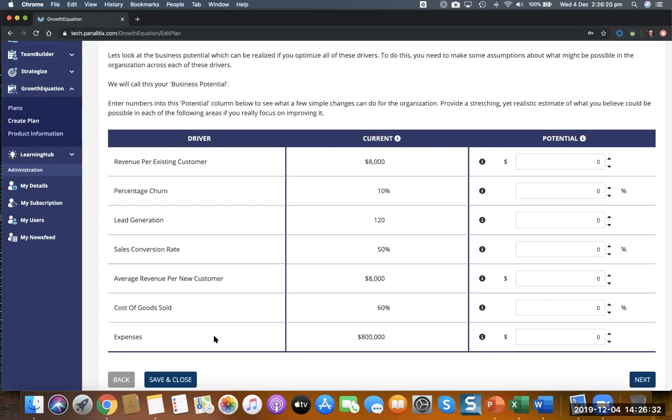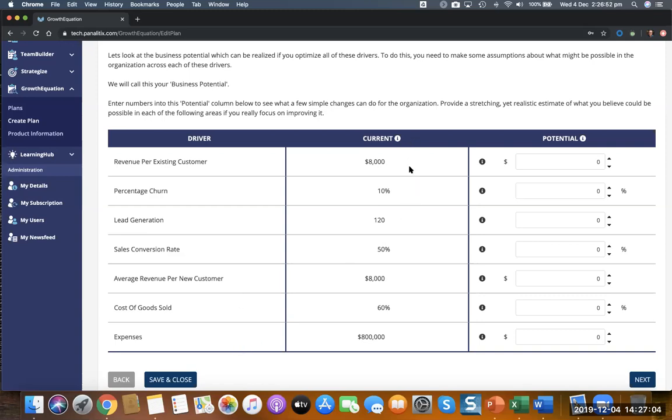So those 7 drivers are revenue per existing customer. How much does a customer pay during the course of a year to the business? Percentage churn, what proportion of customers leave in a period? Lead generation, how many new opportunities are there during a typical year to generate new customers? Sales conversion rate, what proportion of those leads convert into customers? Average revenue per new customer, cost of goods sold, and then expenses.